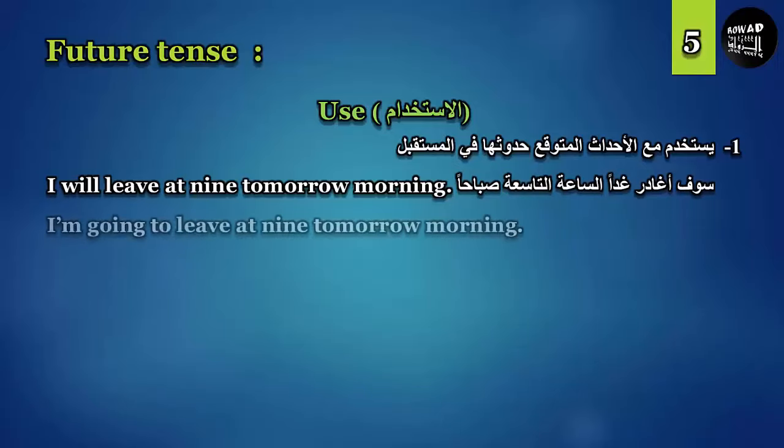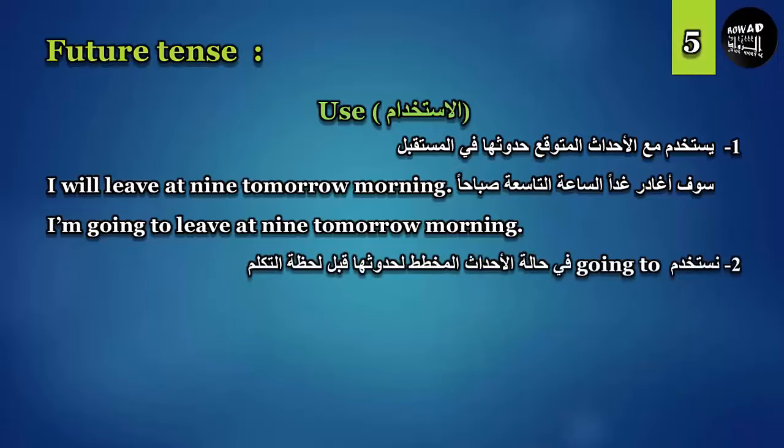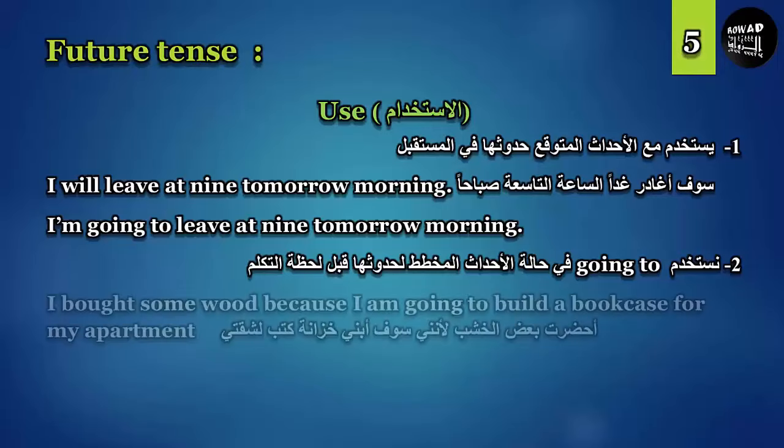وأقدر كمان أحكي I am going to leave at 9 tomorrow morning. في هذا الاستخدام إذا كان عندي الحدث متوقع حدوثه في المستقبل بقدر أستخدم أي صيغة من الصيغ الموجودة عندي سواء will أو going to. الاستخدام الثاني خاص بـ going to في حالة الأحداث المخطط لحدوثها قبل لحظة التكلم. يعني لو أنا عندي حدث أنا مخطط أني أسويه في المستقبل بأستخدم going to مش will.